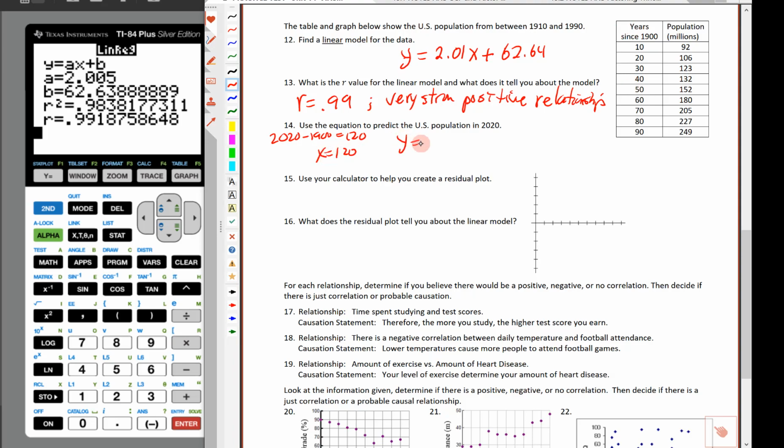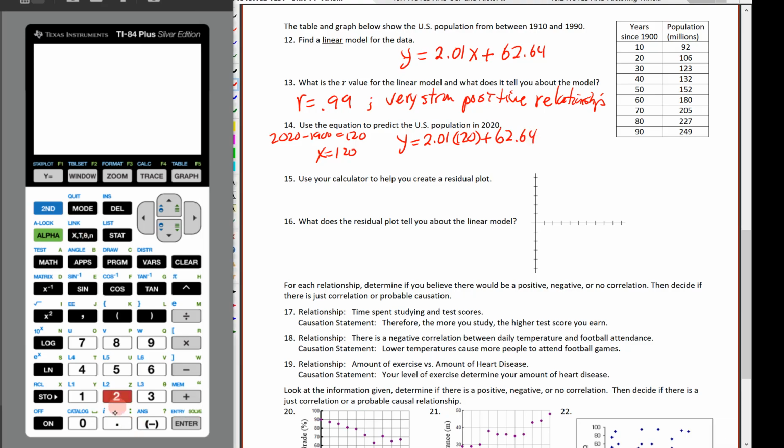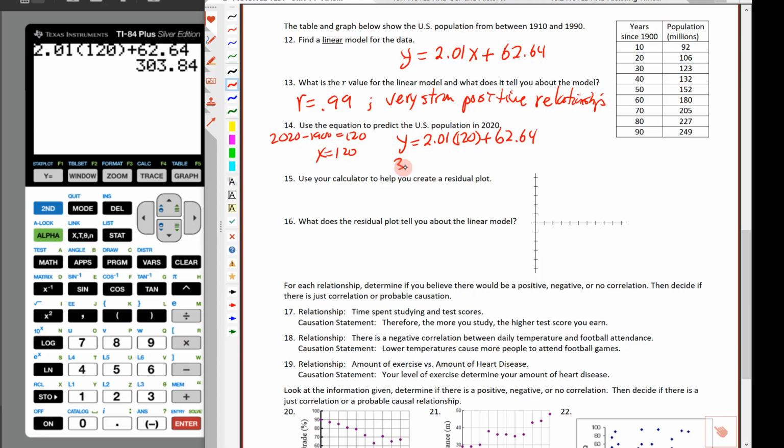So we're going to write y equals 2.01 times 120 plus 62.64. So we'll throw that in the calculator. So we're going to do 2.01, and then I'll put this one in parentheses, 120, and then we're going to add the 62.64. So we'll go ahead and hit enter, and we get 303.84, and that would be in millions of people. 303.84 million people.